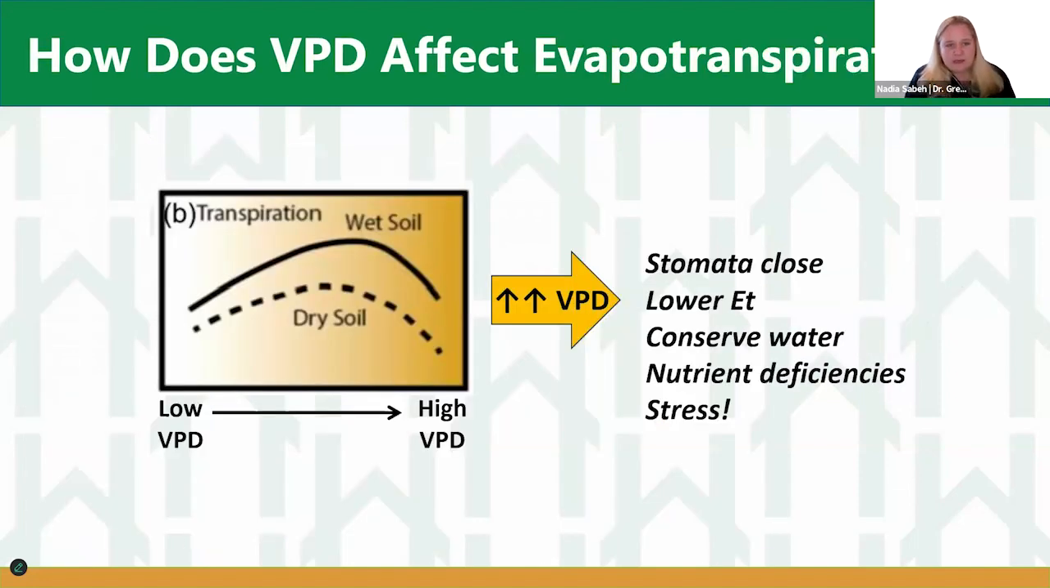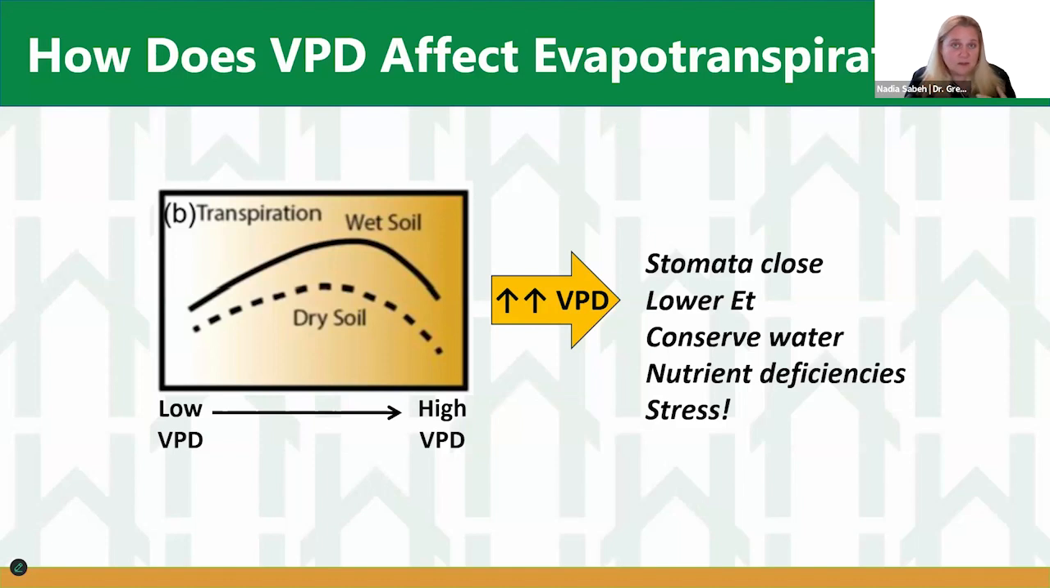How does VPD affect evapotranspiration? So, it's tricky, right? Because I just said that high VPD increases evapotranspiration, but there is a point for every single crop where if you have such a high VPD, the plant will actually go into a drought resistant mode and close the stomata to protect itself, right? Because it wants to conserve water.